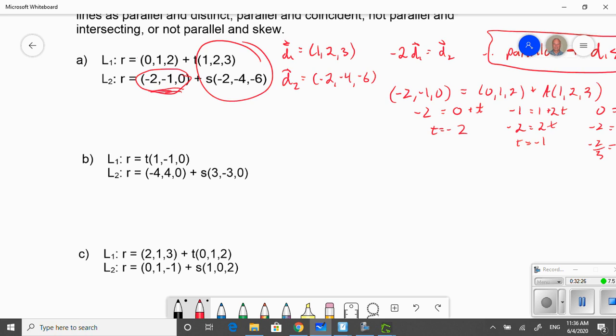Okay, again, look at the direction vectors first. Now it looks like if I multiply 3 times D1, I get D2, right? Okay, so let's take a look at my point and see if it lies on. Sorry, so this was parallel. I know they're parallel when I can connect the direction vectors. Now I'm going to check my point on my other line here.